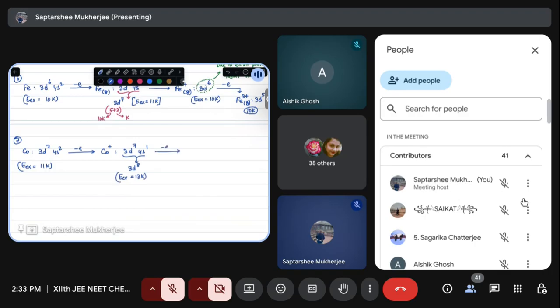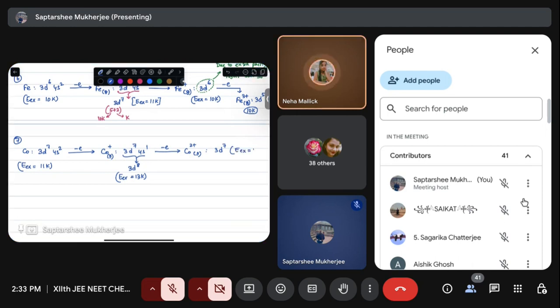If I remove another electron and achieve cobalt plus 2, what will I be getting? 3d7. So that is going to give me what? Exchange energy of 11k.